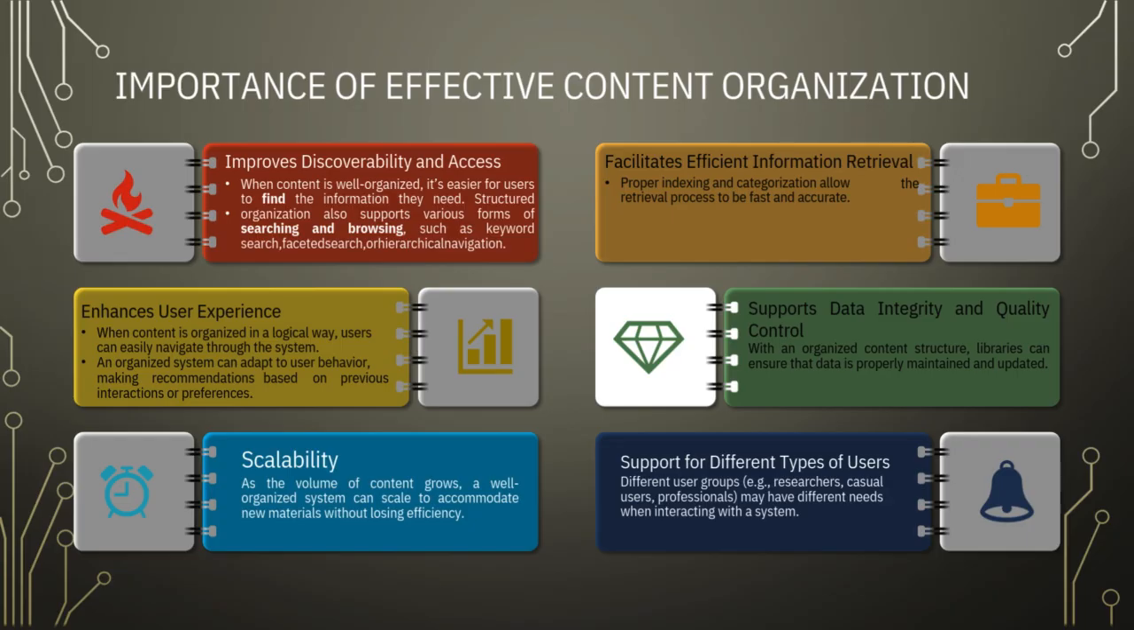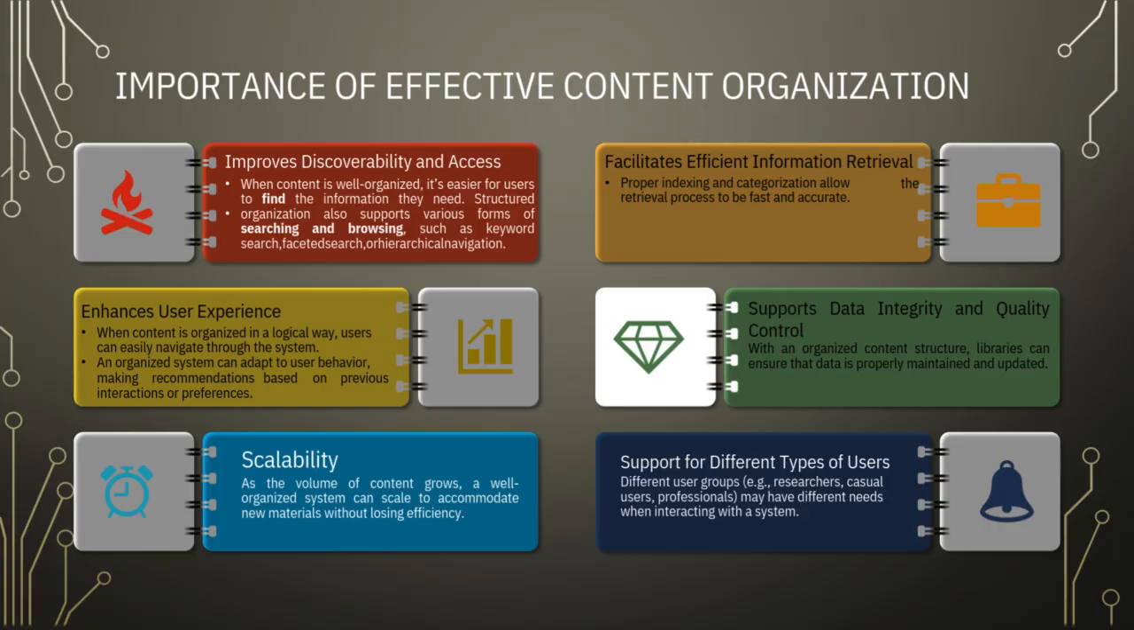Fourth, supporting data integrity and quality control. In library systems, consistent metadata ensures that records remain accurate and up to date. For example, standardized author names and subject terms prevent duplication and confusion in catalogs and repositories. This is essential for maintaining reliable digital collections.